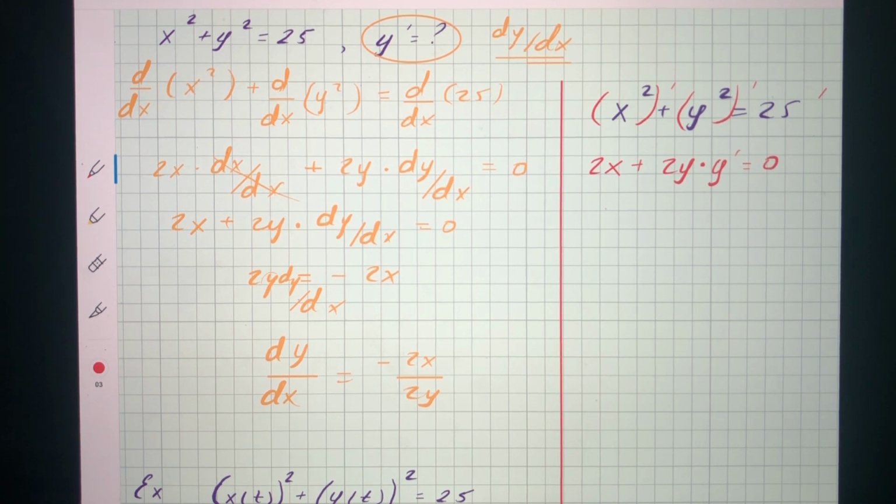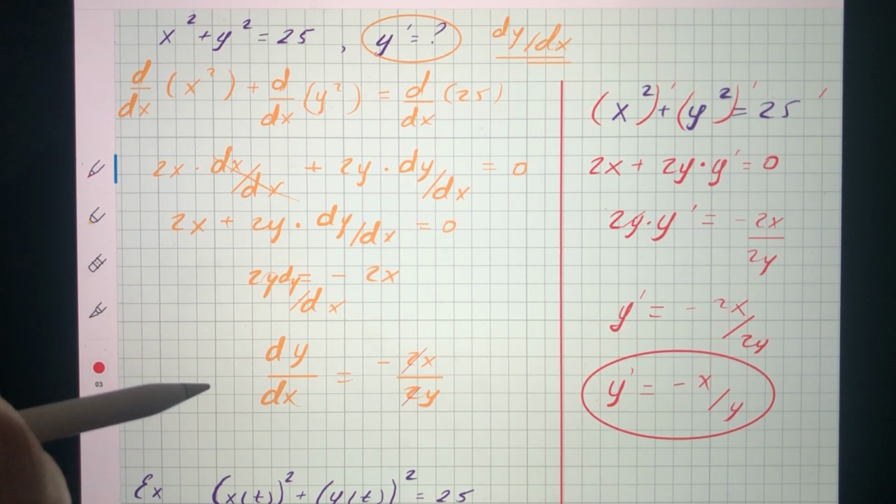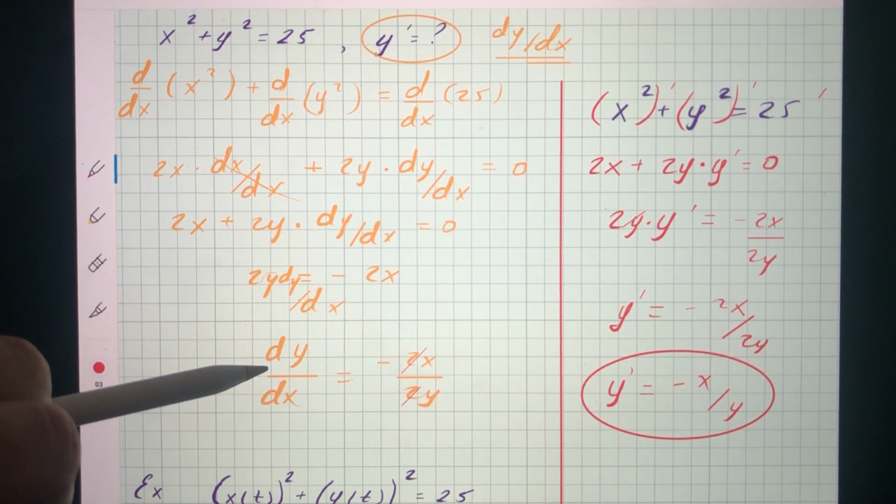At this point, we do the same exact step. We subtract the 2x from both sides, giving us 2y times y prime is negative 2x. Dividing both sides by 2y, we get y prime is negative 2x over 2y. We could also reduce by 2 and have our final answer that y prime is equal to negative x over y, which is the same as we have using the Leibniz notation. So this is the Newton answer, this is the Leibniz answer. Both are the same.